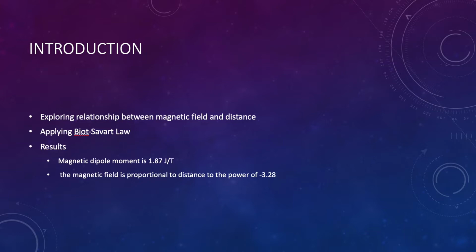Following the experiment, we will see that the magnetic dipole moment has a magnitude of 1.87 joules per Tesla, and that the magnetic field was proportional to the distance to the power of negative 3.28. This result is different from the known theoretical result of negative 3.